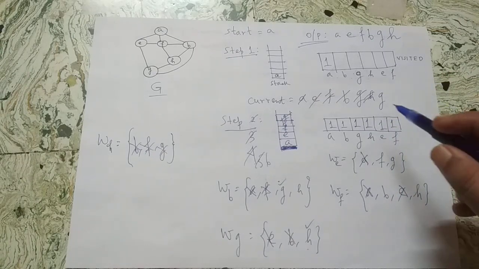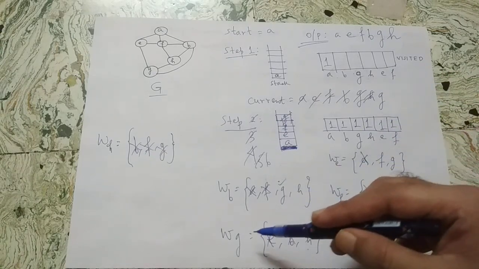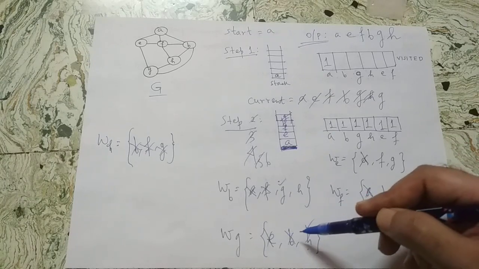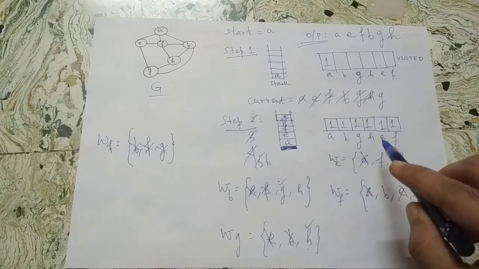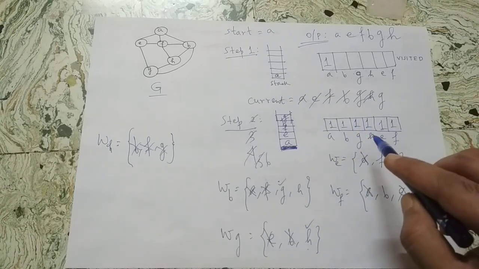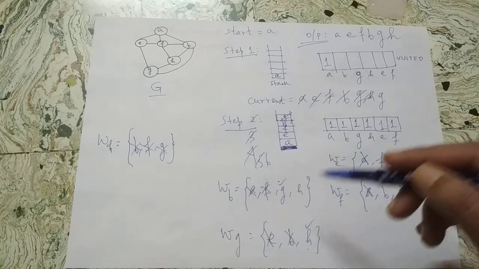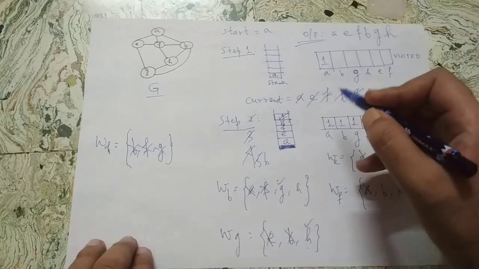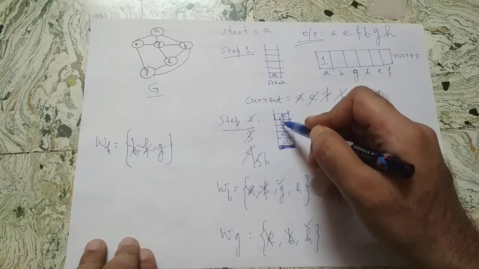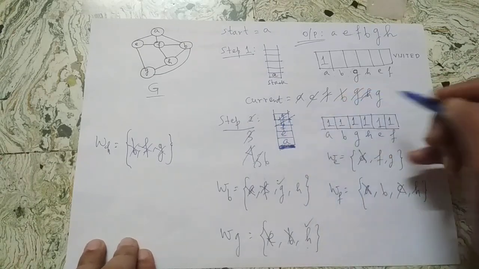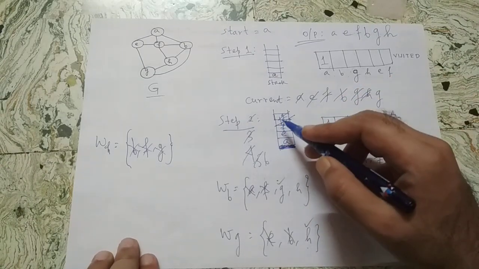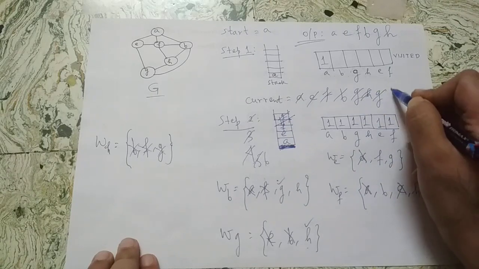And you look at the adjacent vertices of G. What are the adjacent vertices of G? E, B, and H. If you look at the visited array, E, B, and H all have been visited. That means you have nothing to do. So now again you will pop from your stack, and your topmost element was B, so your current vertex now becomes B.